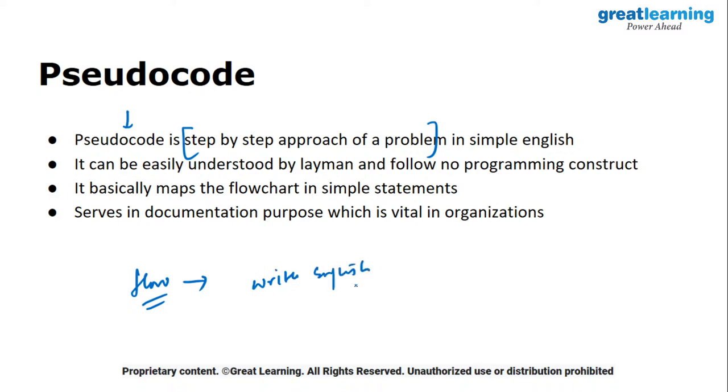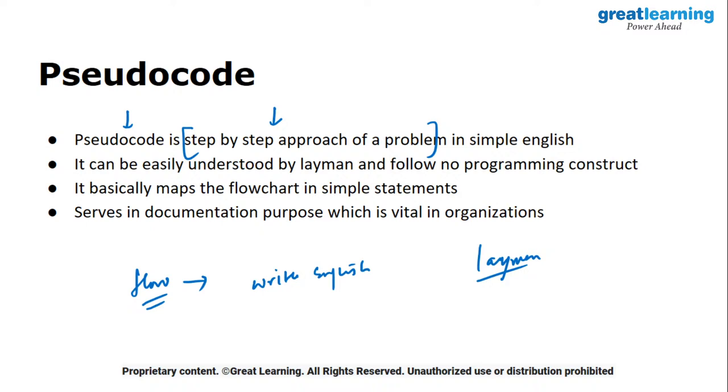So for example, create two arrays, then store some values in them. This is the stuff, okay? That's it. So now you have your step-by-step approach to the problem and you write it in English, okay? This is something that is easily understood by a layman. Now who is a layman? He's a man who doesn't know anything about any programming language, so he should be able to understand, okay?